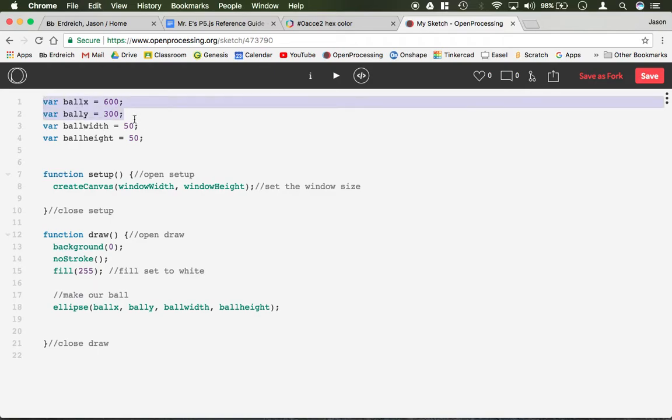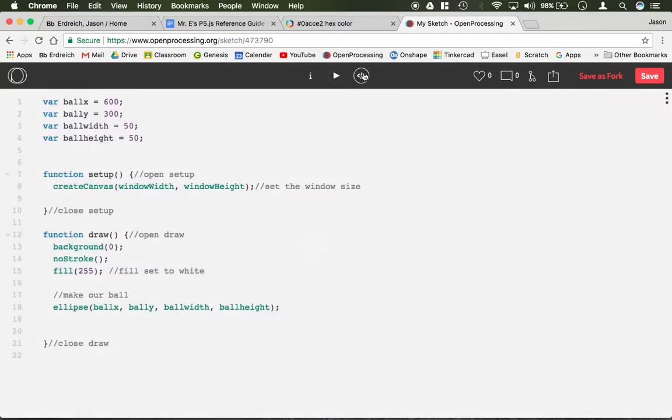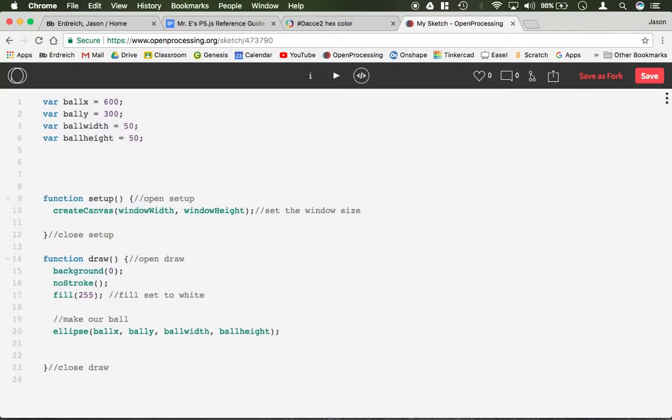I have a couple variables up here: ballX, ballY, ballWidth, ballHeight. And down here in draw, I make an ellipse using these variables. So we just have a ball on our screen that of course is just sitting stationary. We're going to create a couple more variables here. For motion, you need direction and speed in order for that to happen. That's just the laws of physics.